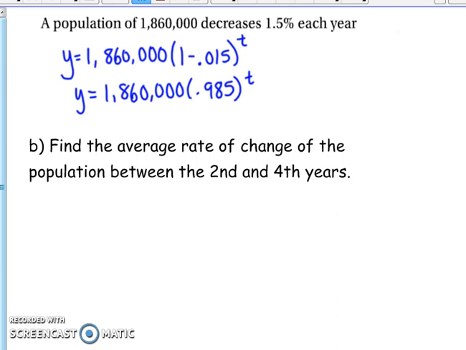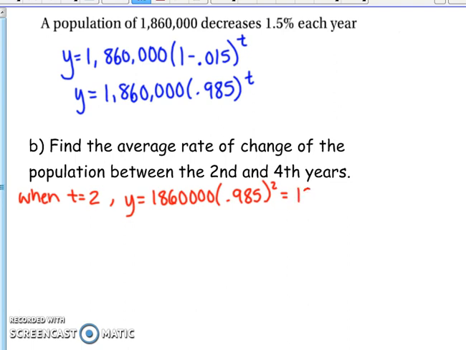So we're going to plug in. So when t equals 2, y is going to be 1,860,000 times 0.985 to the 2nd. So we're just going to plug that in the calculator, and it's going to give us 1,804,618.5. So just plug that in the calculator and get a population. We're going to do the same thing when t equals 4.